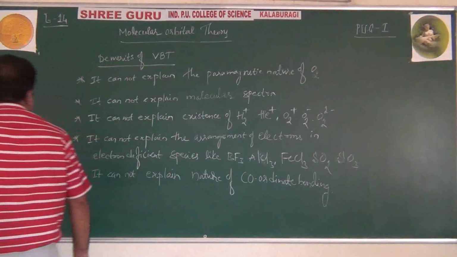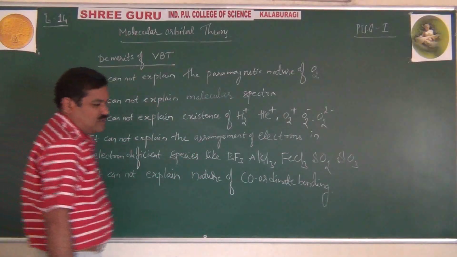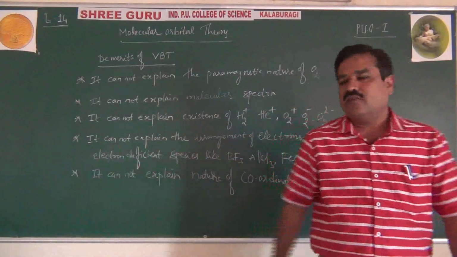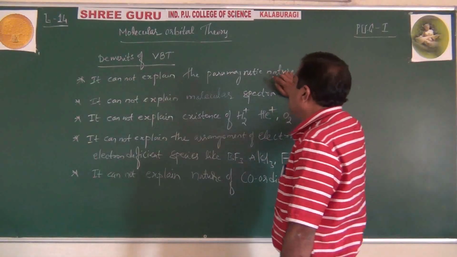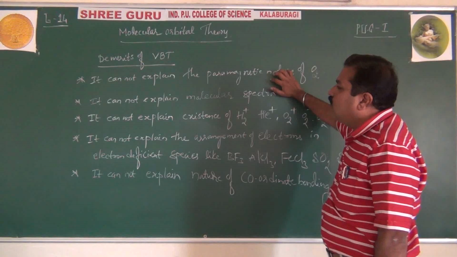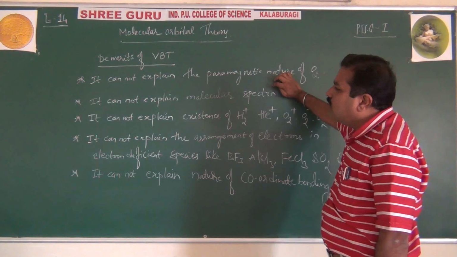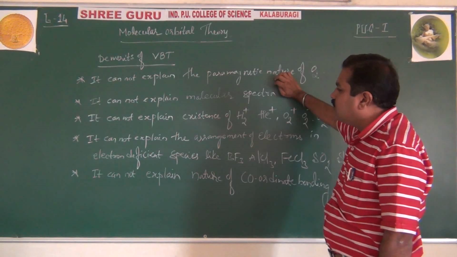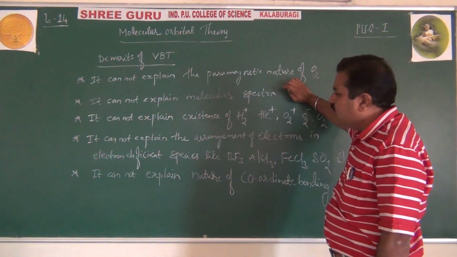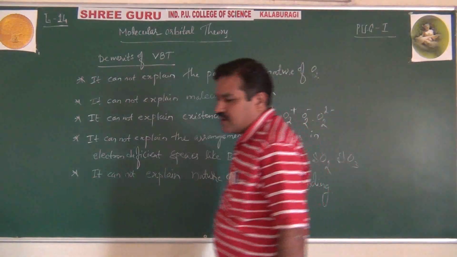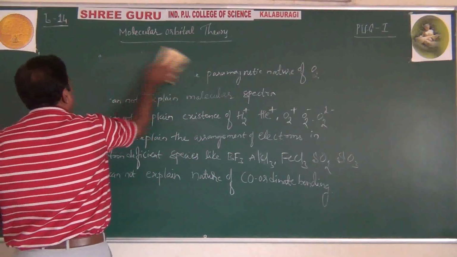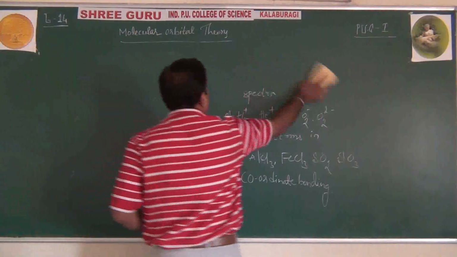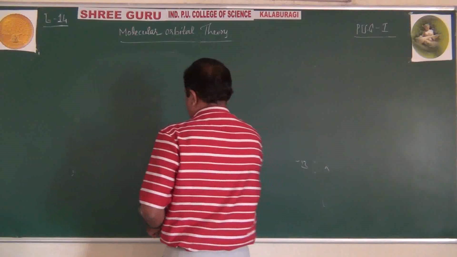So let us understand the salient features of molecular orbital theory. See, these are the demerits: it cannot explain the magnetic property, not only of oxygen but all magnetic property, and the formation of molecular spectra. It can explain only atomic spectra but not molecular spectra, the existence of ions, positive or negative, the arrangement of electrons in electron deficient species, and even the nature of coordinate bonding. To overcome these limitations of valence bond theory, molecular orbital theory was put forward.